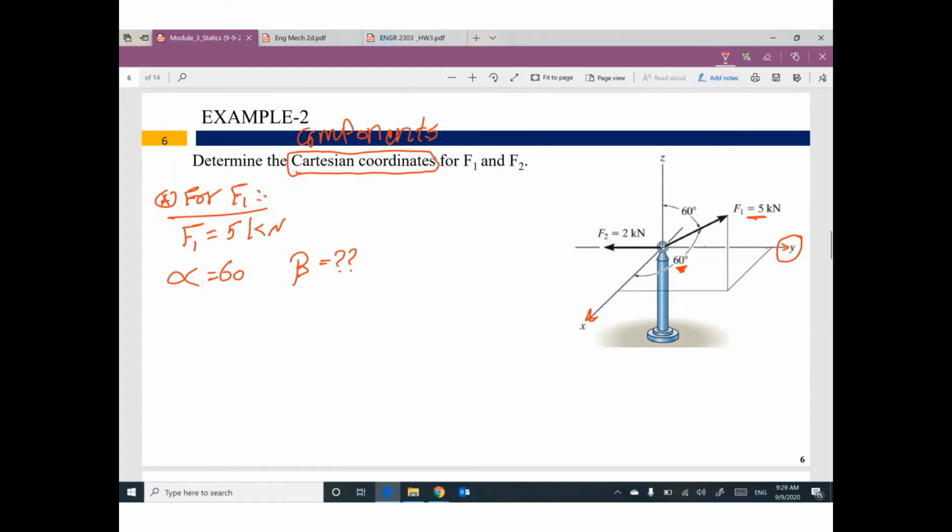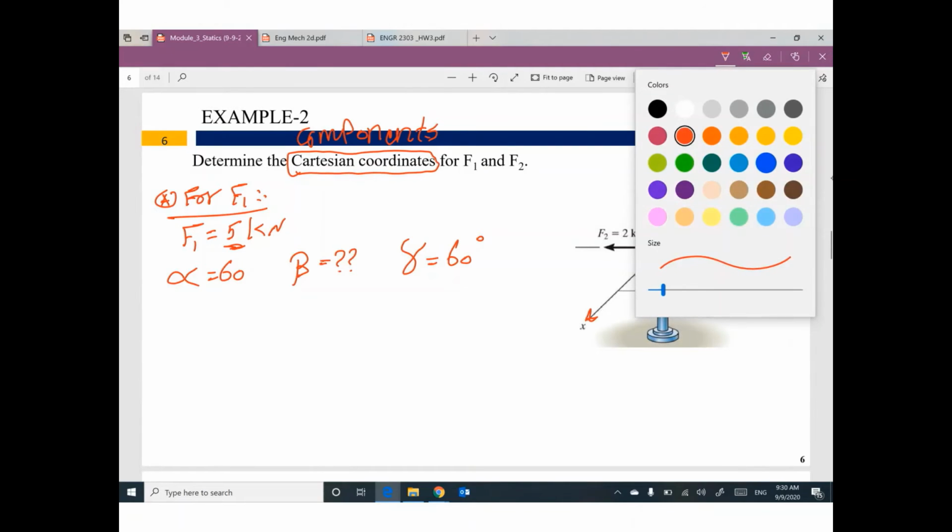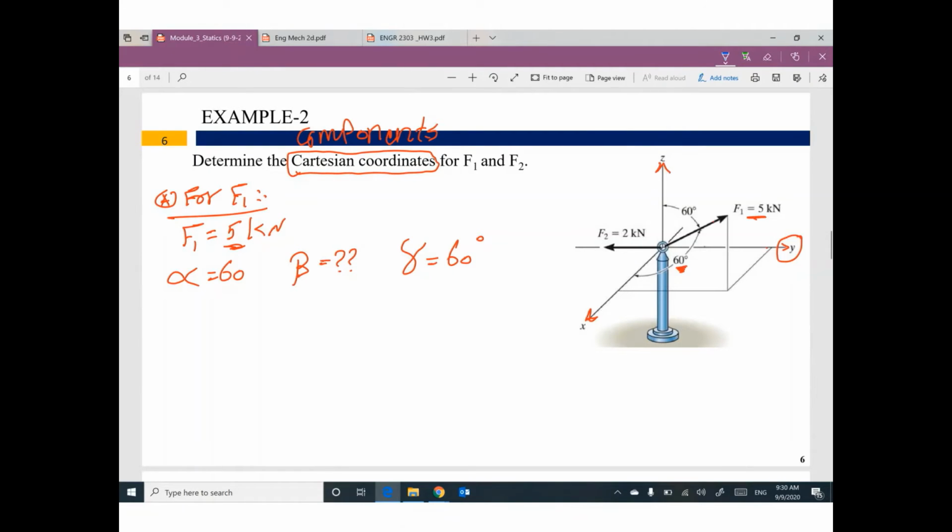What is the third angle, gamma? The angle between the force and z-axis. Do you have an angle between this force, F1, and z-axis? I think yes, 60. So how can I get the components of F1 when I missed one angle? We should have three angles. So how can I figure out the third angle? Any answer?